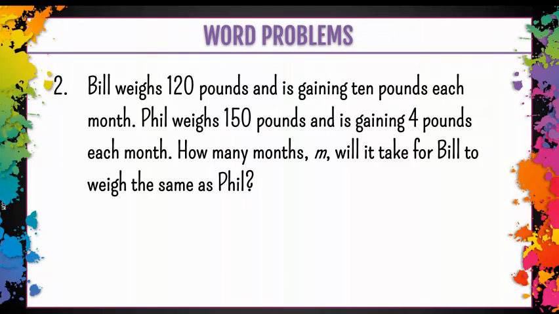So again, that word each tells me that 10 is going to be multiplied by x. And Phil, the 4 is with the each, so that's going to get multiplied by x. So Bill is 120 plus 10x, and Phil is 150 plus 4x. They want to be the same, so I set them equal to each other.